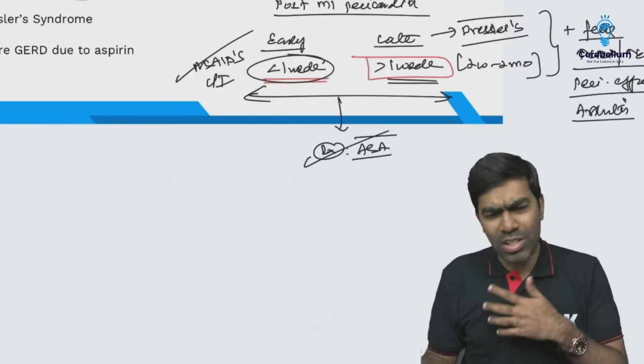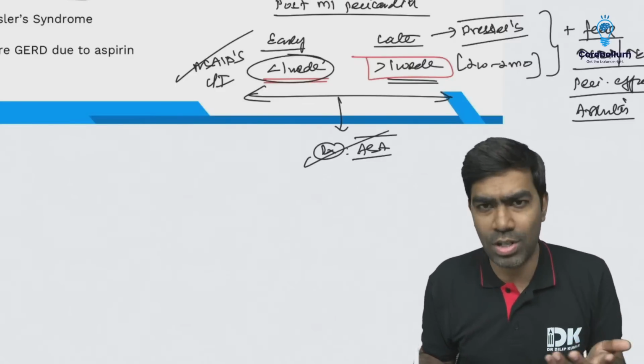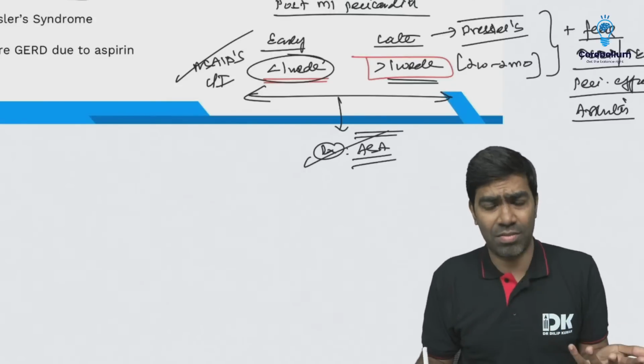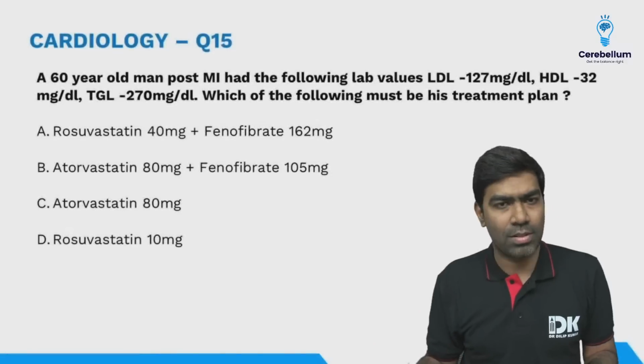What is the role of steroids? Steroids are not required at all. Even steroids are contraindicated in the first week of MI. In late pericarditis, you can use steroids if it's severe, but most of the time aspirin is enough. No need of anything else. So that's late pericarditis. Okay, so that's done.